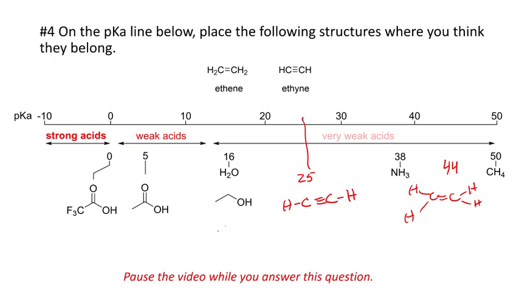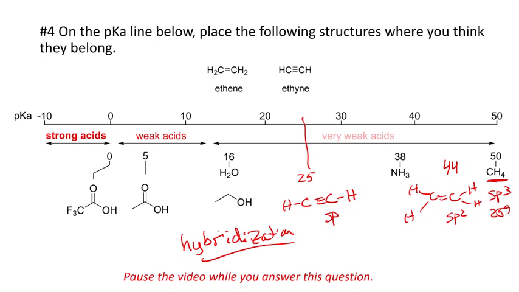You probably know this. The key word here is hybridization. It's the difference between methane being sp3, ethene being sp2, and ethyne being sp. And the difference there is that we have basically 25% S character on the methane, 33% S character on the ethene, and 50% S character on the ethyne.